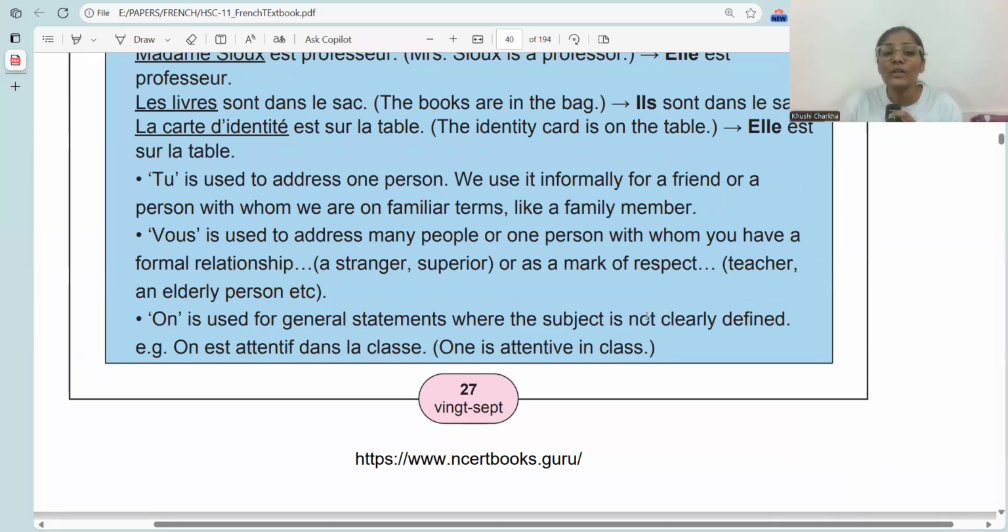Now, on est attentif dans la classe. One is attentive in the class. This is not given in your textbook, but I would like to add on. On means one or we. One should be attentive, we should be attentive, one should be honest. Okay. On doit être honnête, which means one should be honest. This is a general statement. Here, subject is not categorized as male, female, singular, plural. At that time, in some general statements, you can use on.